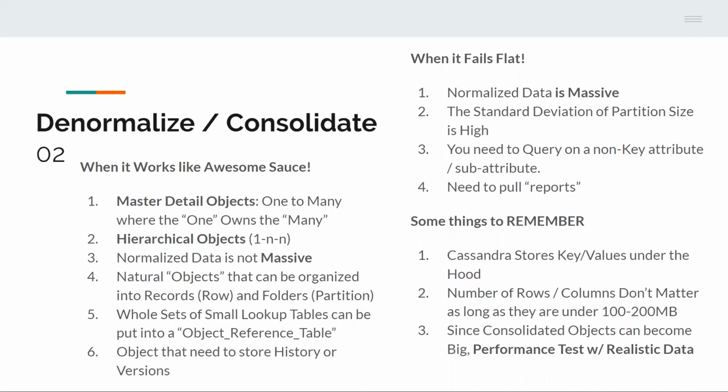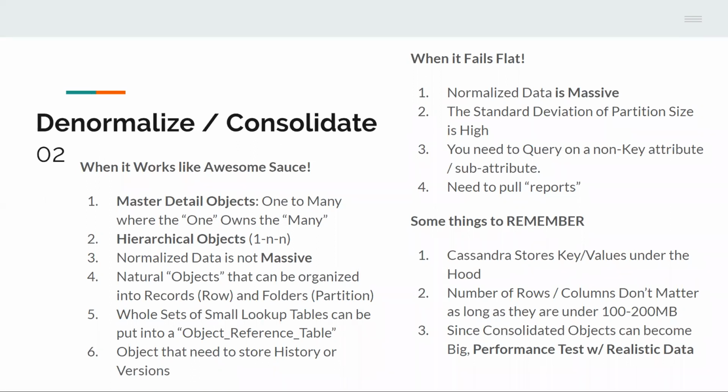If you need to query on a non-key attribute or a sub-attribute, we need to find ways to get that information, maybe using an index or like a search index. Definitely not good to pull reports off of this data, right? You're not going to say select count X where this is equal to Y, right? That's not what this table is for.